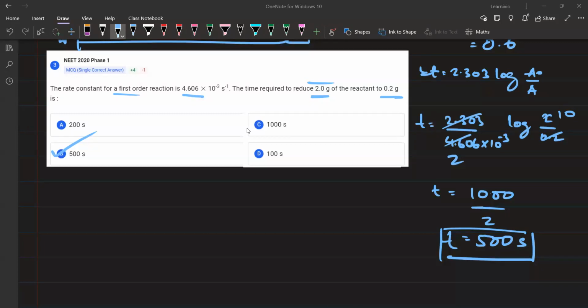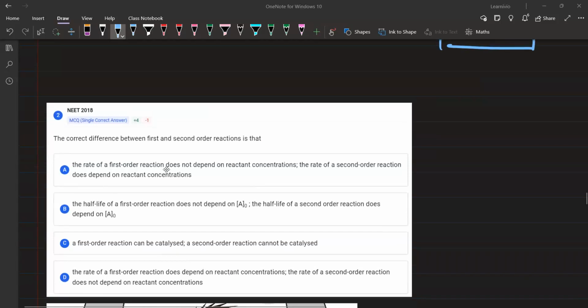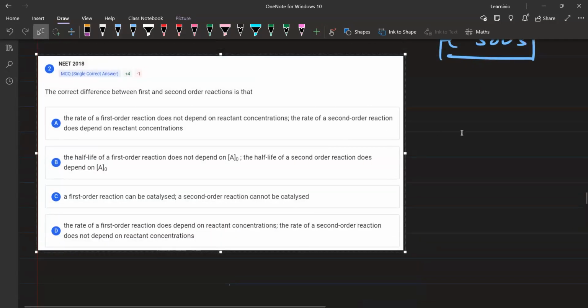1000 by 2 भी होगा ना? आलिया 2 मिस कर दिया आपने लगता है. Yes, Alia, what happened? यस सर, मैंने 2 मिस कर दिया. मिस कर दिया. चल ठीक है, एक आखिरी सवाल देख लीजिए आप लोग.